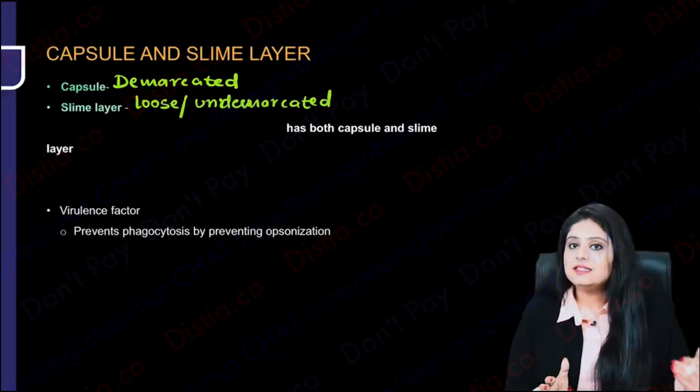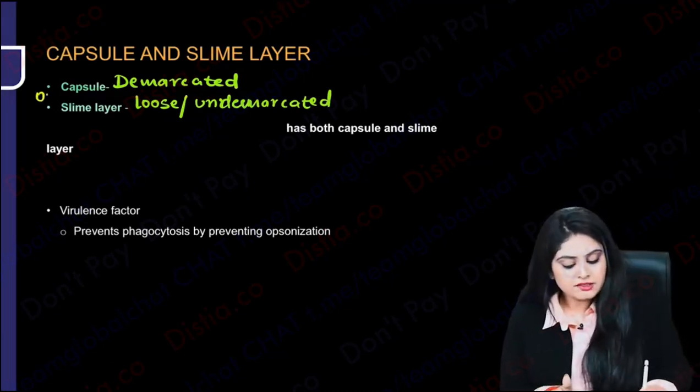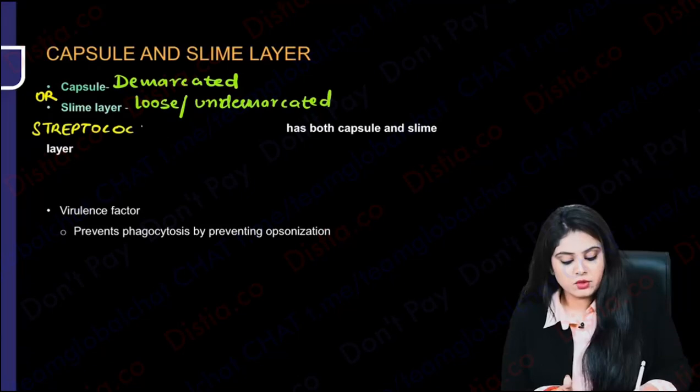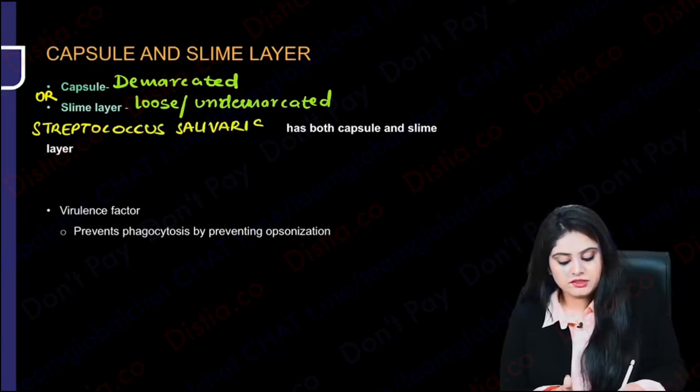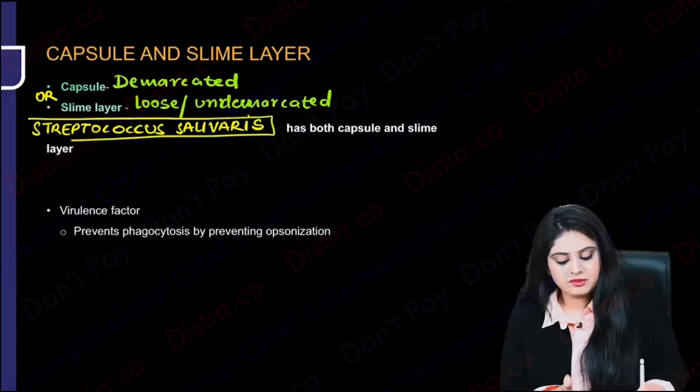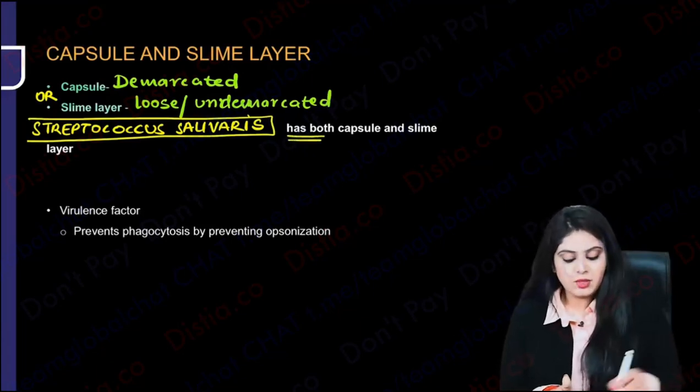So like I said, either a capsule or a slime layer would be present, but is there any organism which has both? Yes, when you go to bacteriology, I have taught you that Streptococcus salivarius has both a capsule as well as a slime layer. Both the things are present, the only one to have that.